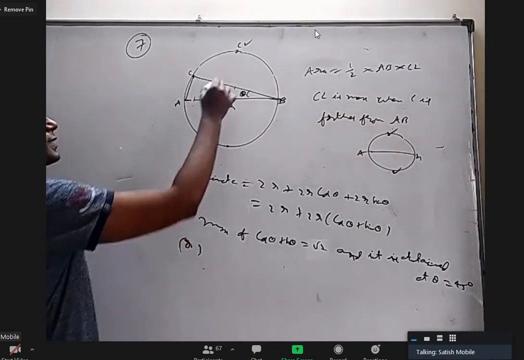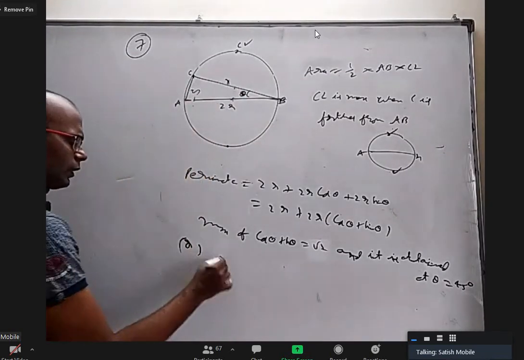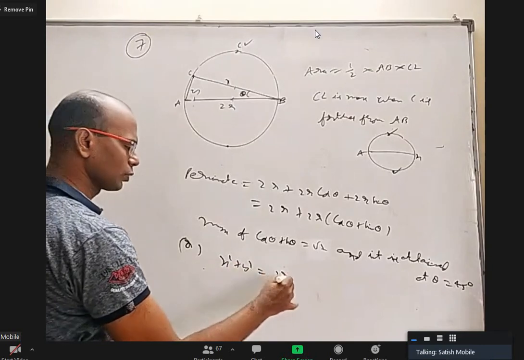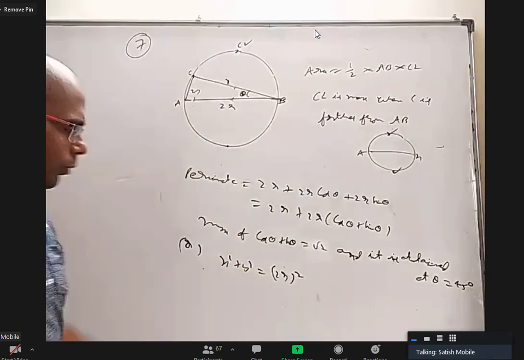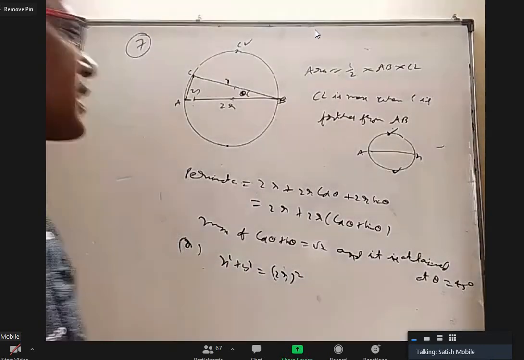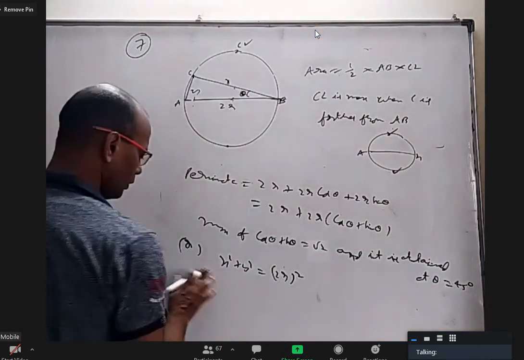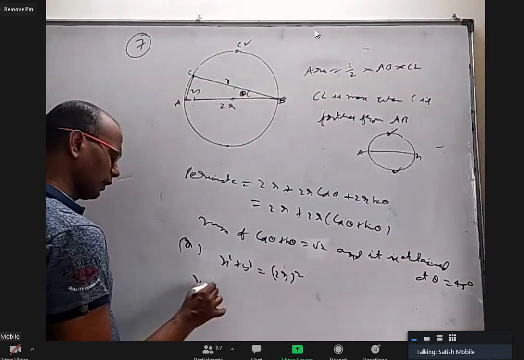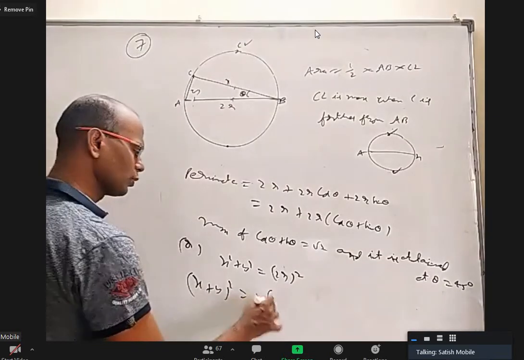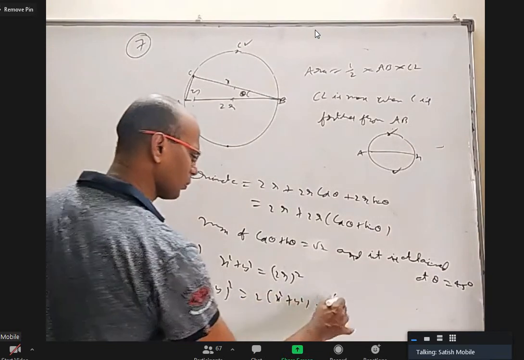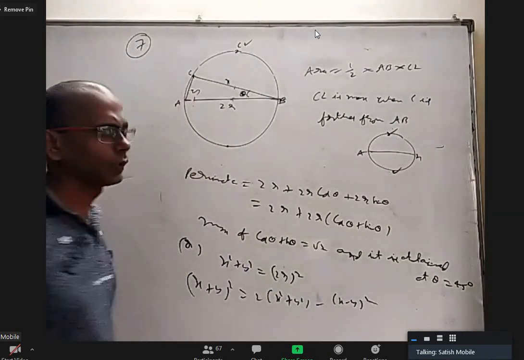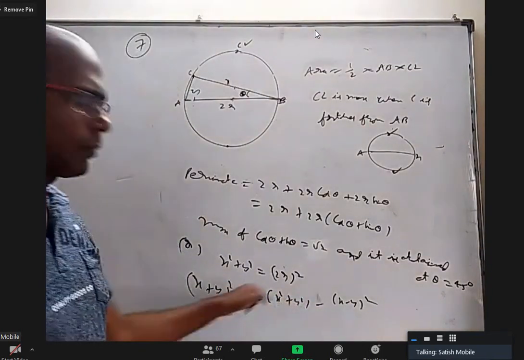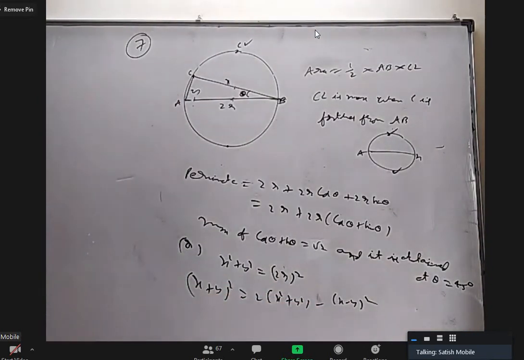Or if somebody takes this as x and this as y, x square plus y square equals 2r whole square. But you want to find the maximum value of x plus y. So you can write x plus y whole square is 2 into x square plus y square minus x minus y whole square. A plus b whole square plus a minus b whole square is 2 into a square plus b square. We know that.